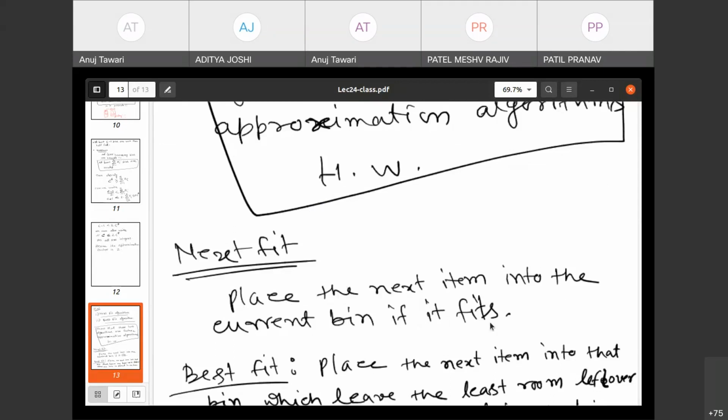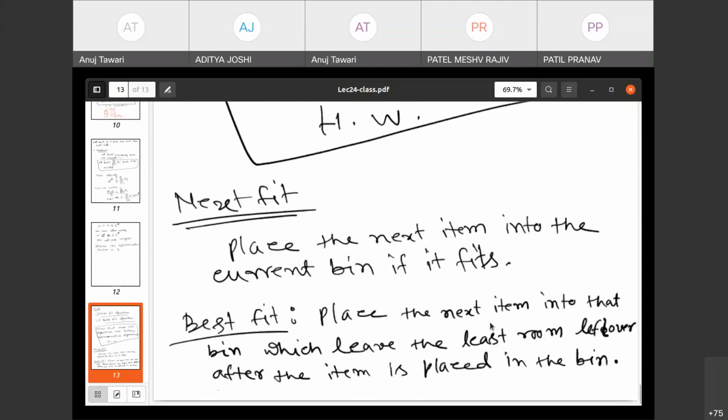Okay. And there is one more algorithm which is called the best fit algorithm. This is also one of you had proposed: we place the next item into that bin which leaves the least room left over after that item has been placed in that bin.